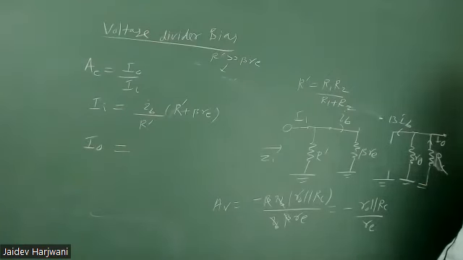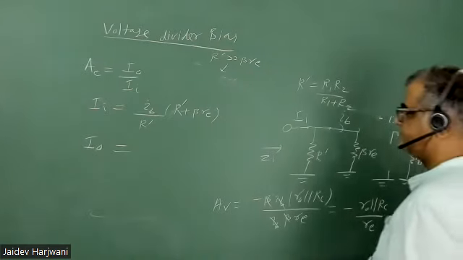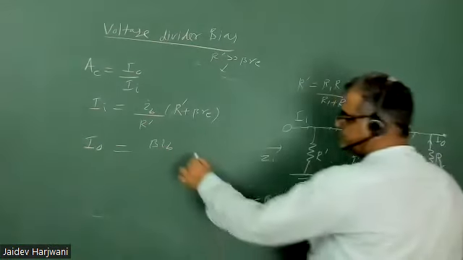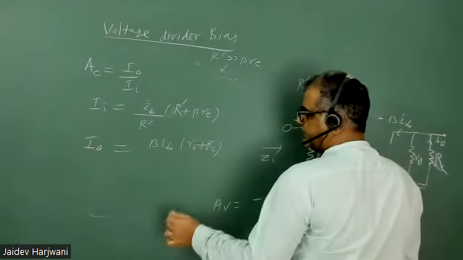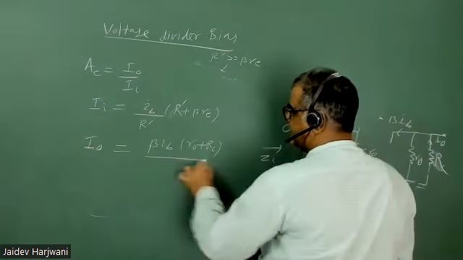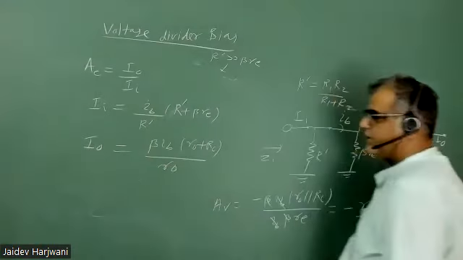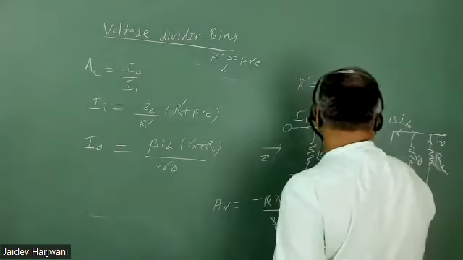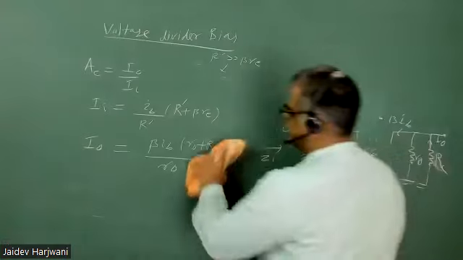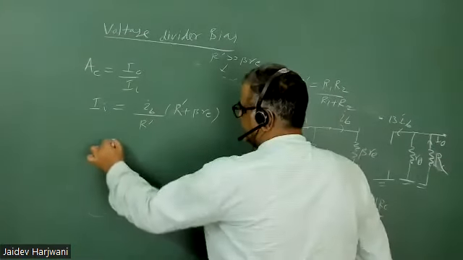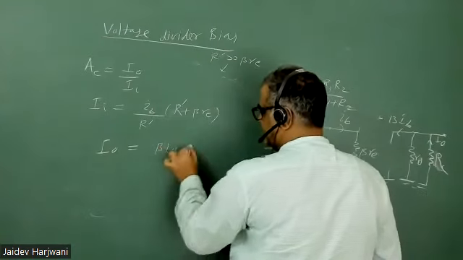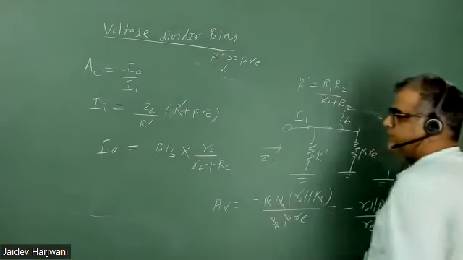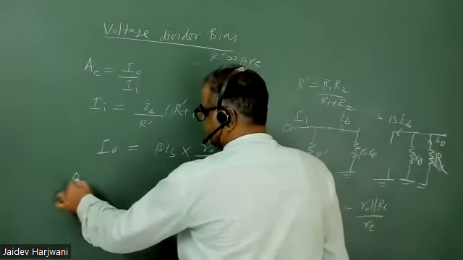Okay, now I naught. How can I write I naught? Tell me. Beta IB. So I naught will be your beta IB. Very good. Then R naught and RC, yes or no? Because beta IB is the total current, so I naught will be beta IB into R naught upon R naught plus RC.